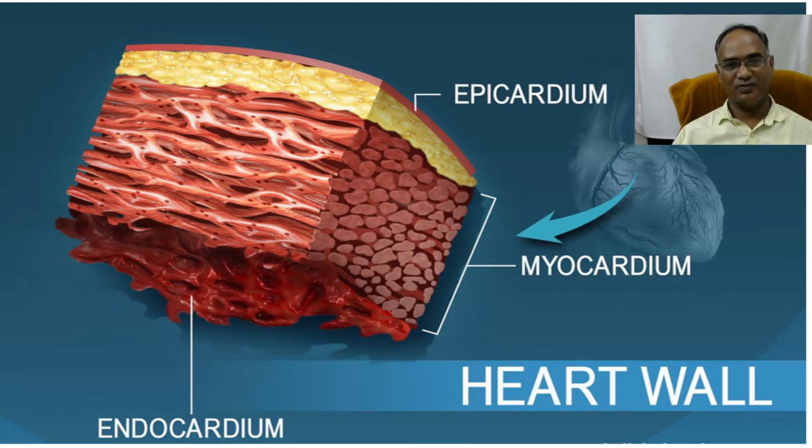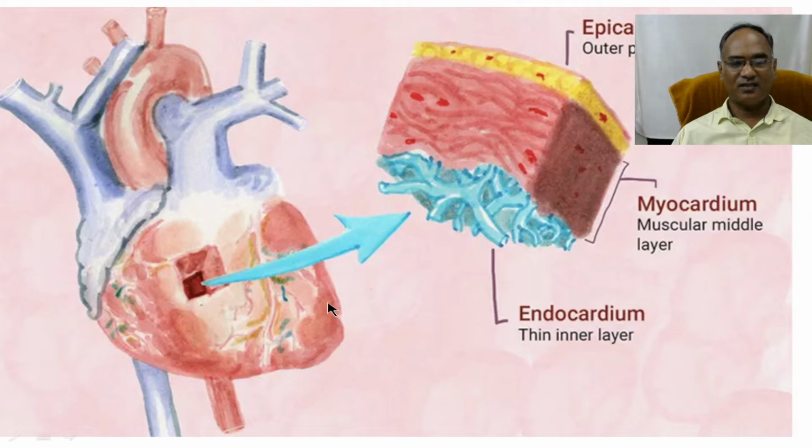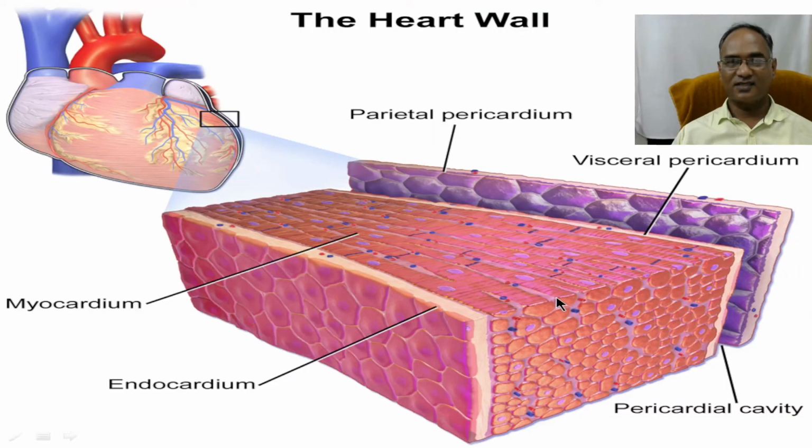Let us discuss one by one. Within the heart, if you take one portion, we can see the epicardium, myocardium, and endocardium. Already we have discussed the function of these three layers. Let us discuss the heart walls. Within the outermost layer, there are two special coverings called the parietal pericardium and visceral pericardium. In between, there is a gap called the pericardial cavity. In that cavity, there is a liquid called pericardial fluid.